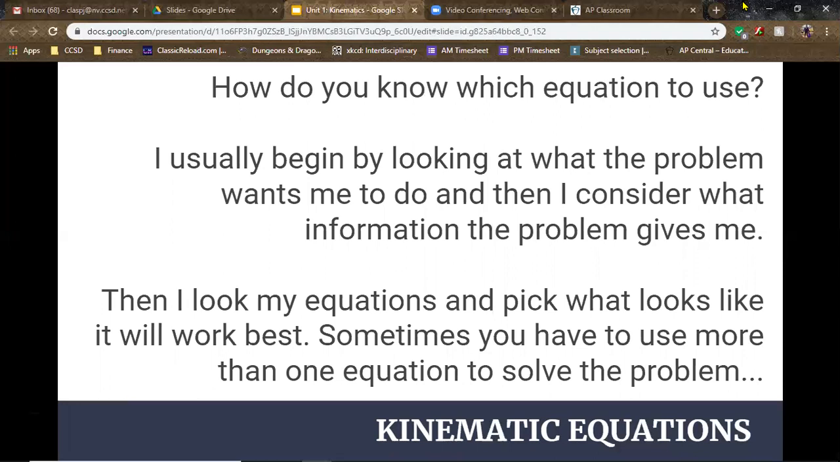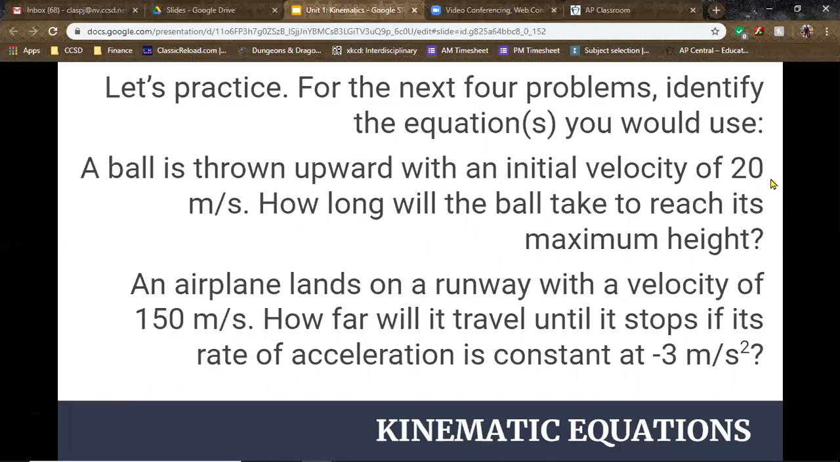I start by looking at what the problem wants me to do and what information the problem gives me. So I identify what the problem is asking. My equation probably needs to have whatever variable I'm trying to solve for, all right? Then what's the additional information that the problem gives me? And I list it out, all right? After I've done that, I start looking through my equations and I try to find an equation that has all the variables that are given to me and that I'm looking for, all right? And sometimes one equation doesn't have that, but if I take two equations, I can use both of them together to get the information that I need, all right? So that's the approach that I take, all right?